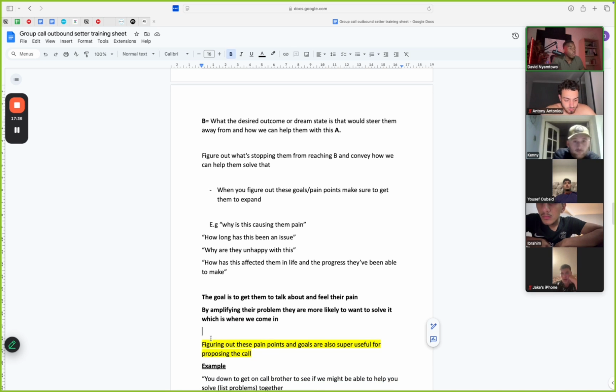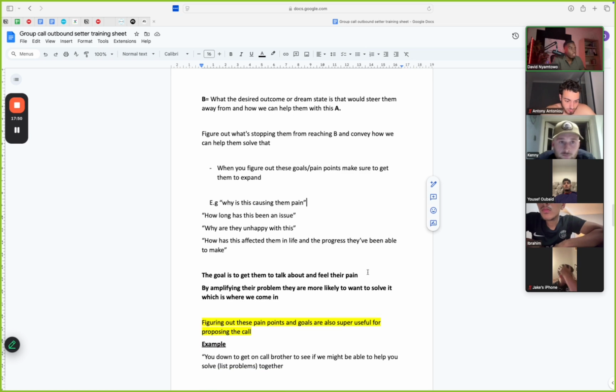Okay. Figuring out these pain points is super useful for proposing the call. Do you know what I mean? Say if I had a guy, just for instance, we'll use the Gooner example again, right? All right, cool, bro. You love the Gooner, don't you? But say if you had someone who was struggling with weight loss, right? Cool, bro. No, definitely makes sense. To be honest, mate, I hear this all the time.